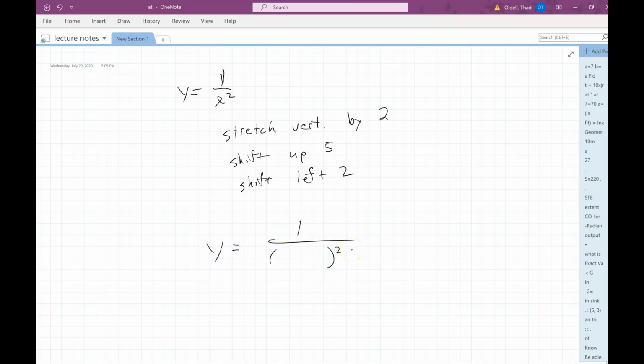So the stretch vertical by 2, I want to multiply on the outside. So I could just replace that 1 with the 2, because we know that 2 times 1 over something is going to be 2 over something, right? So we could just do that. That'll take care of that. Shift up 5, that needs a plus 5 on the outside. And shift left 2, that would be x plus 2. Right?